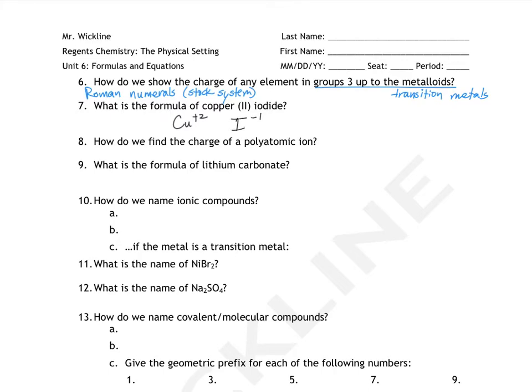So let me cross those charges, and I'll get a subscript of 2 for the iodine and a subscript of 1 for the copper, which means that my formula is going to be CuI2.